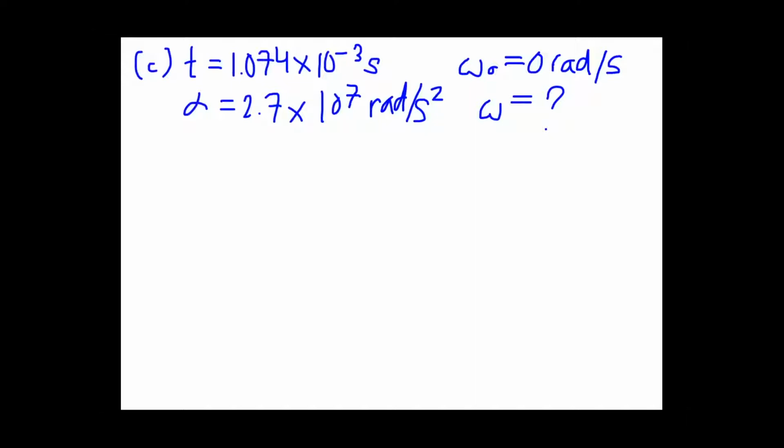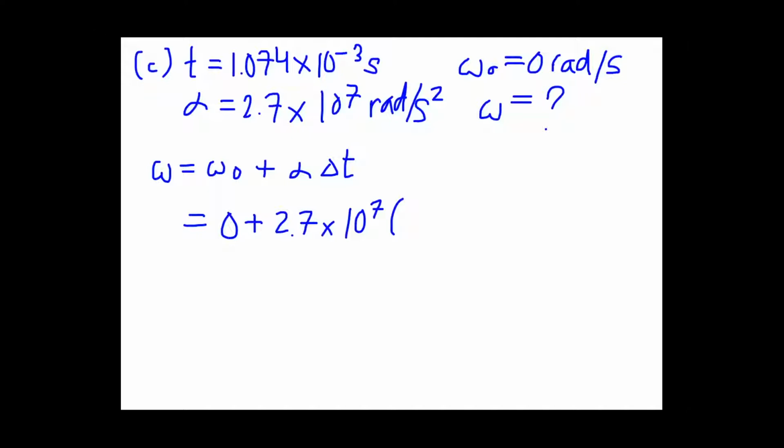So we have another rotational kinematic equation. We can say that omega equals omega naught plus alpha delta t, which is similar to v equals v naught plus at. When we put in the values, we get 0 plus 2.7 times 10 to the 7th times 1.074 times 10 to the negative 3, which comes to about 4700 radians per second.